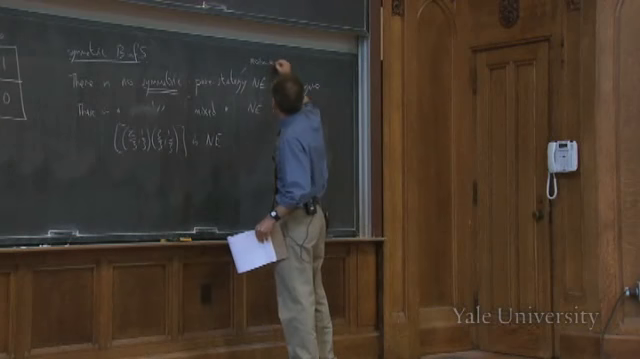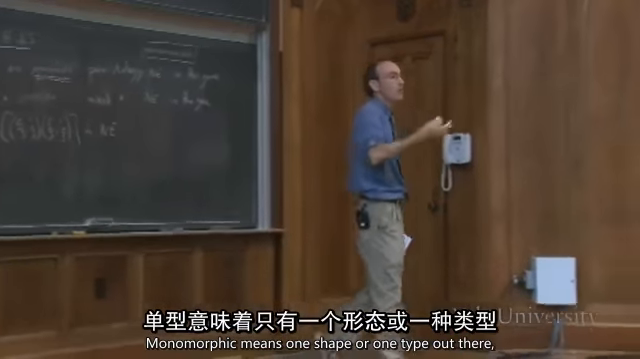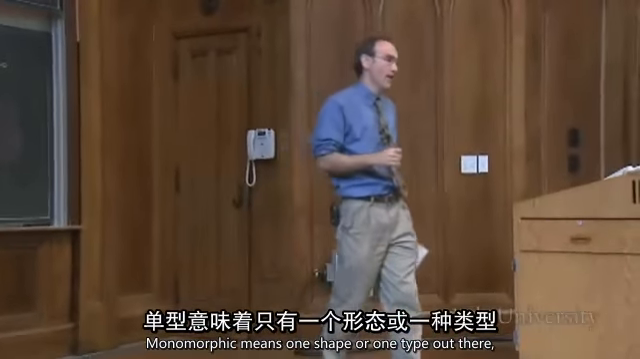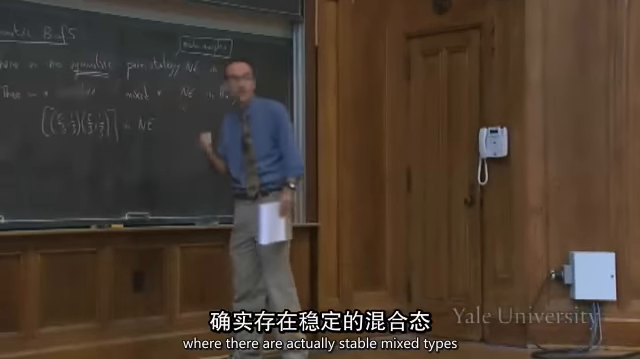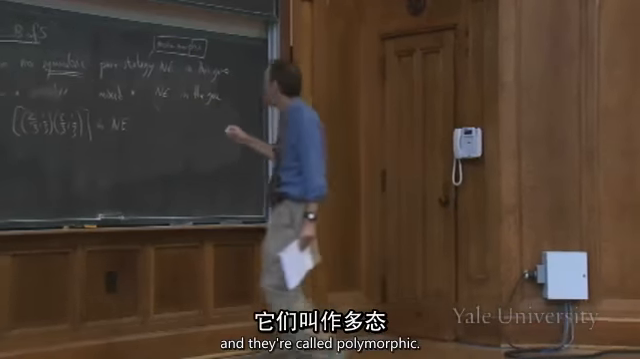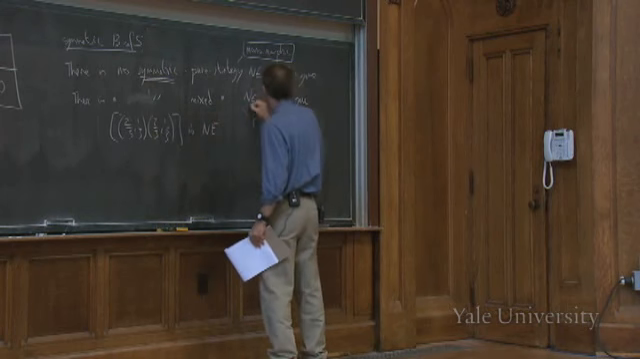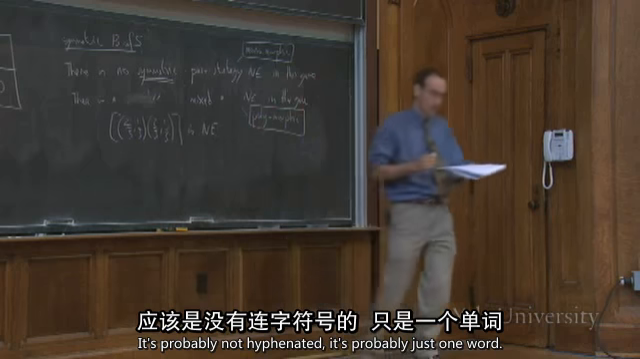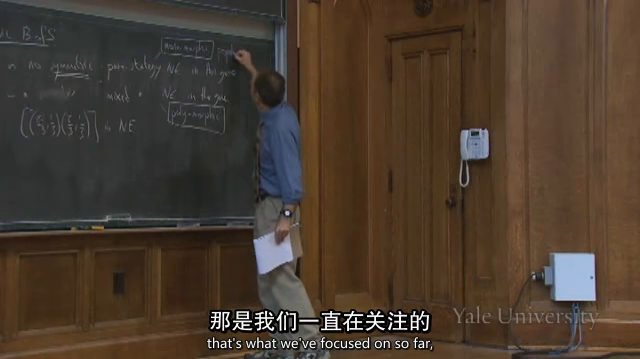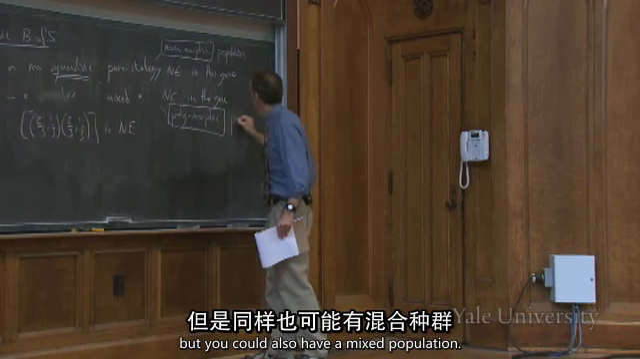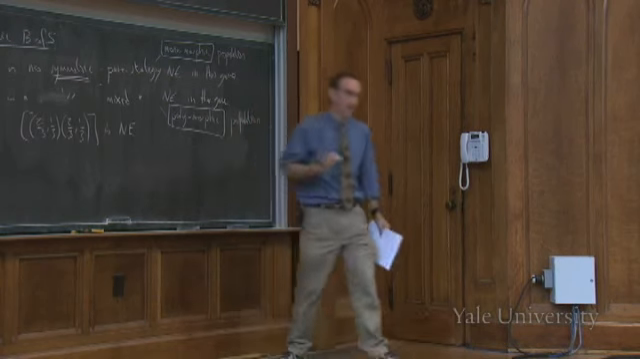Monomorphic means one shape, or you only get one type out there. But you can also have situations in nature where there are actually stable mixed types, and they're called polymorphic. Polymorphic. It's probably not hyphenated, it's probably just one word. So you can have a monomorphic population, which is what we've focused on so far, but you could also have a mixed population.